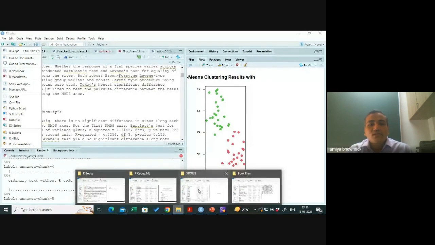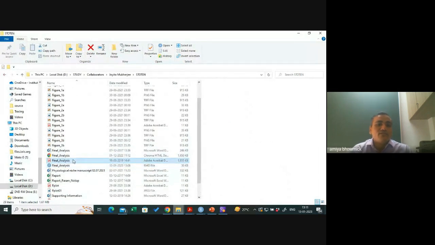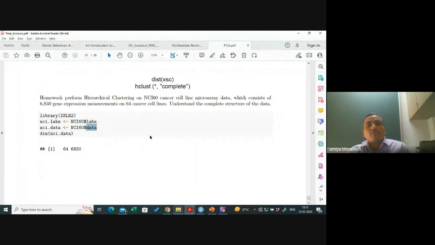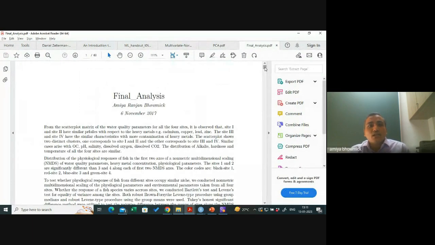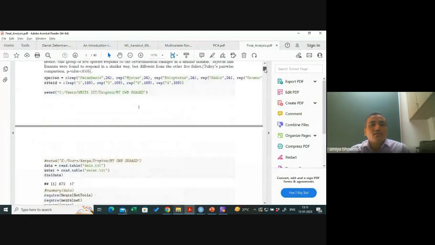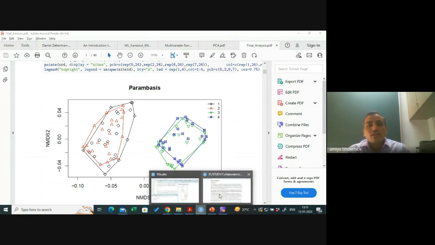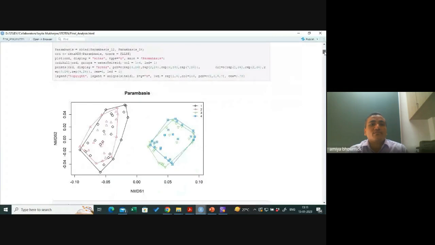Let me see whether I have a PDF ready. Yes, I have a PDF ready over here. I promise that I am going to share the codes so that you can experiment. This is how it goes. Suppose there is one species over there. This view will be a bit better maybe.